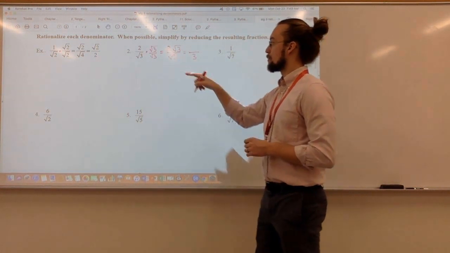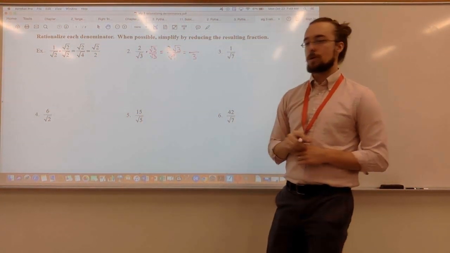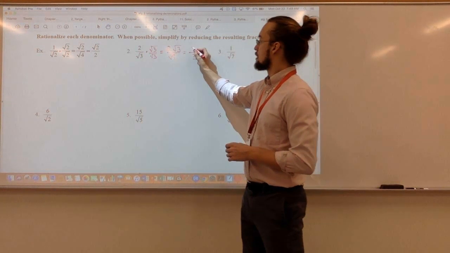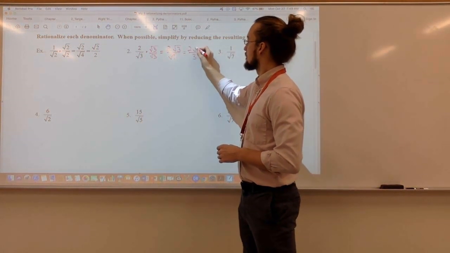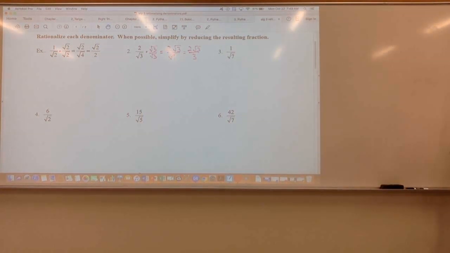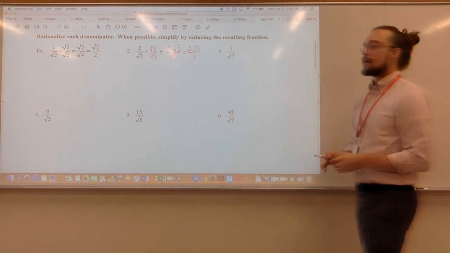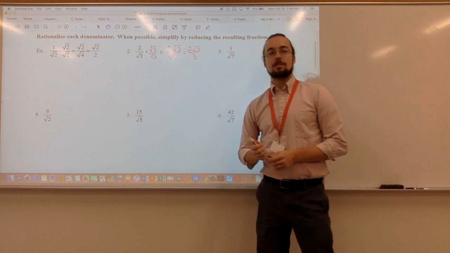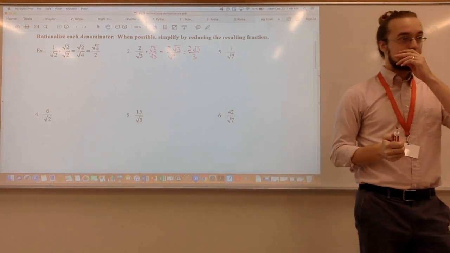Can I do anything with the numerator? 2 times radical 3? No. I can't make the 2 a square root. It's already on the outside of the root. So that would just stay as is.